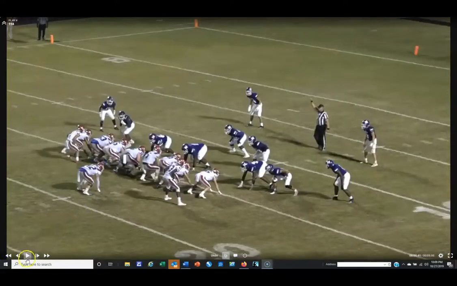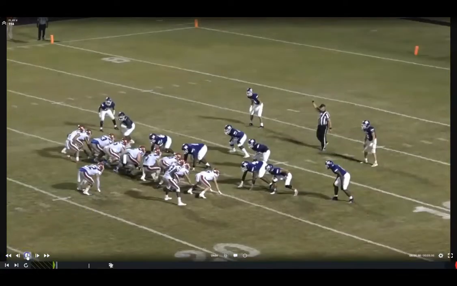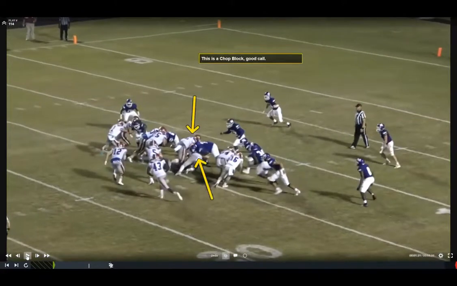All right, now this is later in the game, and I want you to watch this play. You got the guard and the center, and this is a typical chop block. Very clear that they are both blocking the same player. He's got the shoulder in the shoulder, and he's going down low. The low block would be legal if it were not for the high block here.